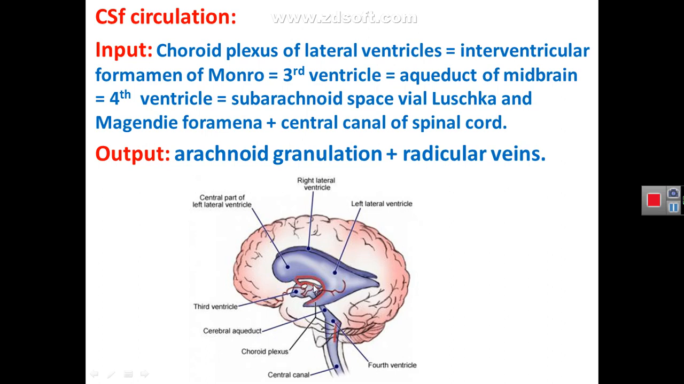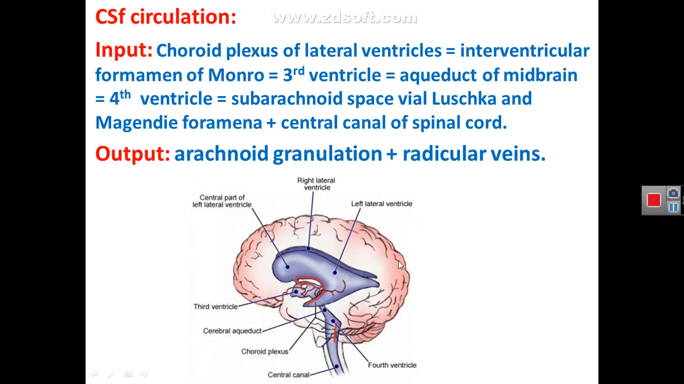More CSF will be produced by the choroid plexus and the tela choroidea at the roof of the third ventricle. The CSF collected in the third ventricle passes through the cerebral aqueduct of Sylvius in the midbrain to reach the fourth ventricle. More CSF will be added to the fourth ventricle by the tela choroidea and choroid plexus of the fourth ventricle. And then the CSF will pass downward into the central canal of the closed medulla and then spinal cord. Also it will exit out of the foramen of Magendie and the bilateral foramina of Luschka to the subarachnoid space.